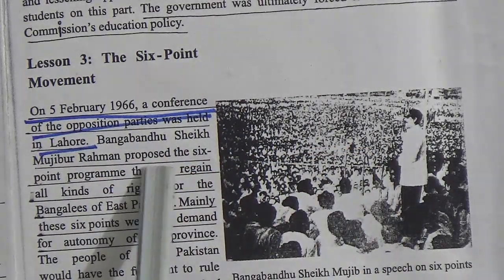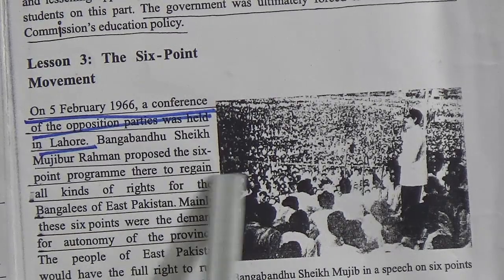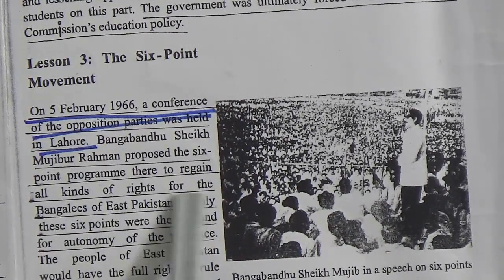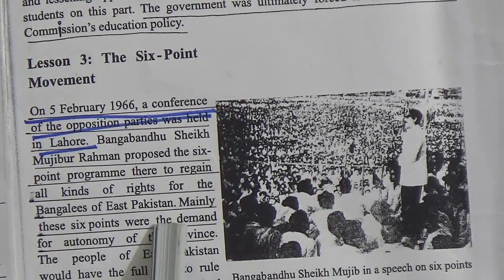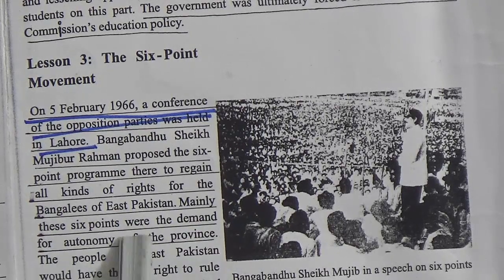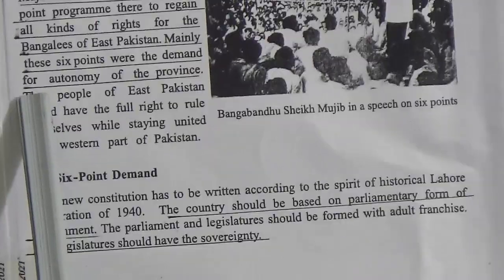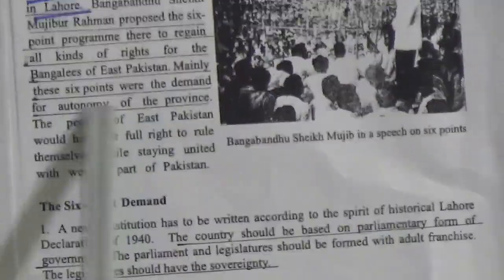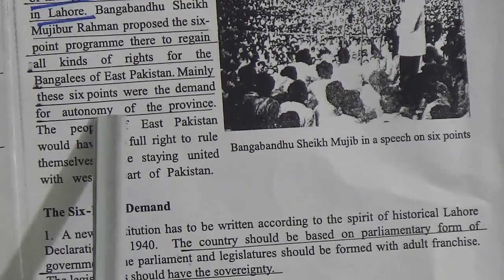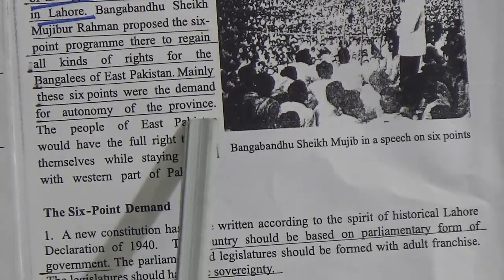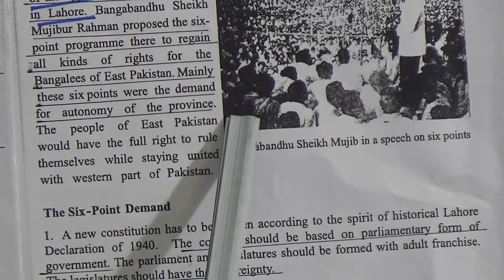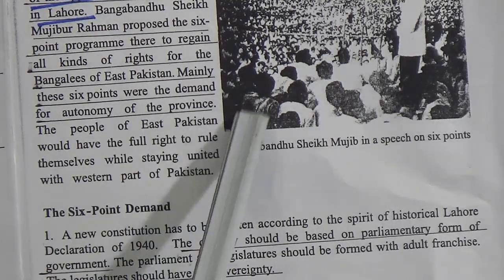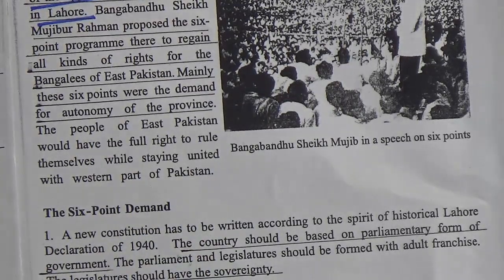Bangabandhu Sheikh Mujibur Rahman proposed the 6-point program there to regain all kinds of rights for the Bengalis of East Pakistan. Mainly, these 6 points were the demand for autonomy of the province. That means the power of self-government of the province, that means of our region, of our East Pakistan. Okay.